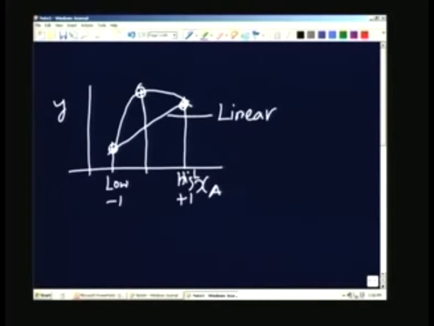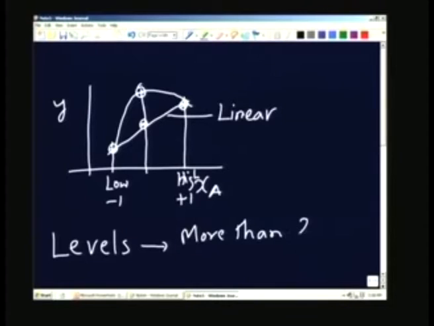Therefore, the factorial design, which uses only 2 levels, can be an exploratory design which gives some information about what is happening, but to resolve things like whether it is a linear relationship or a non-linear relationship requires at least one more experiment to be done. If I do one more experiment, suppose it came very close to here, then I am confident that maybe the linear relationship is not bad. Therefore, we will say that the levels should be more than 2 if nonlinear behavior is expected.